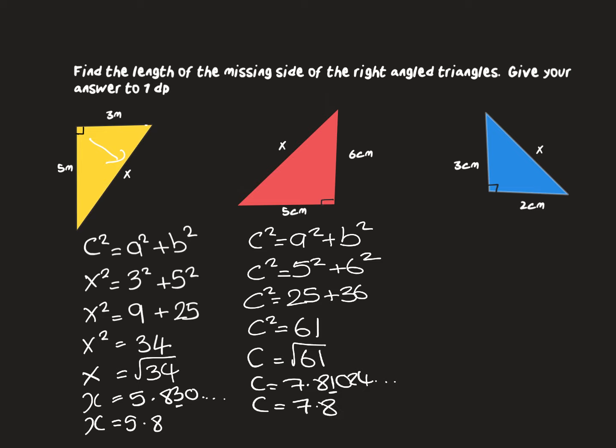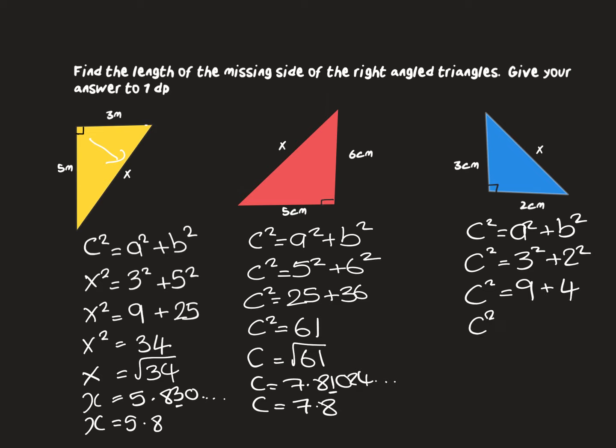All right, and our third example here, this is the blue triangle. So again, start off with your equation. c squared is equal to a squared plus b squared. And then we're going to fill in our numbers for a and b, our shorter sides. So 3 squared plus 2 squared. Next row then, we're going to square our numbers. So 3 squared is 9, plus 2 squared is 4. And then on our next row, we're going to add those up.